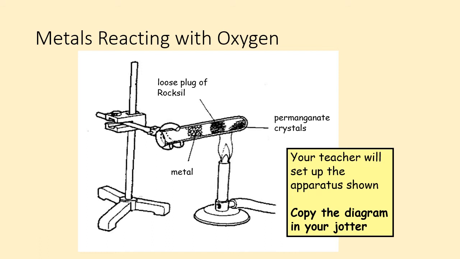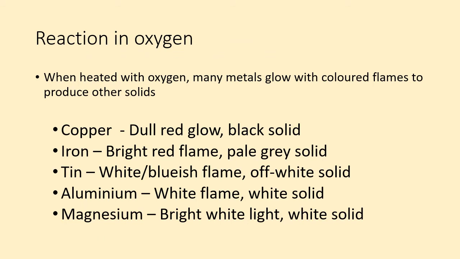However, from this experiment, you will need to be able to describe 5 different metals and what it looks like whenever they react with oxygen. So the ones that you have to remember are these 5, and they are in your summary notes. But you do need to remember the color of the flame and the color of the solid that forms.